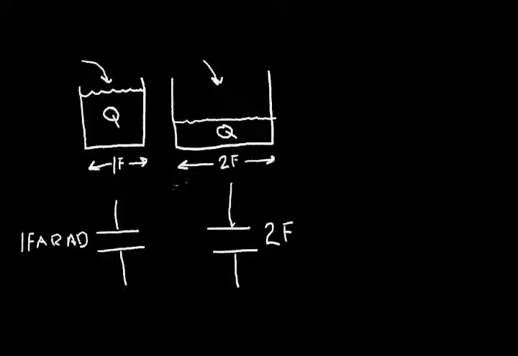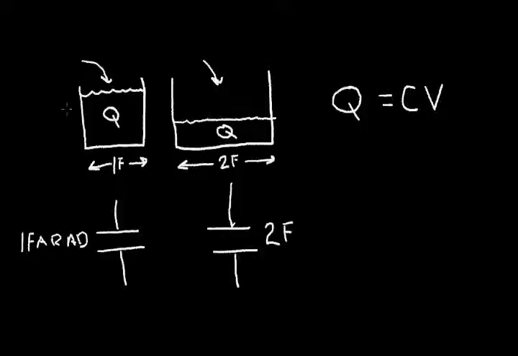So what is a capacitor? A capacitor is a device that stores charge. Just as this tank stores water, the capacitor stores charge. There's a simple equation that tells how much charge the capacitor stores. We say Q equals the capacitance C times the voltage V.